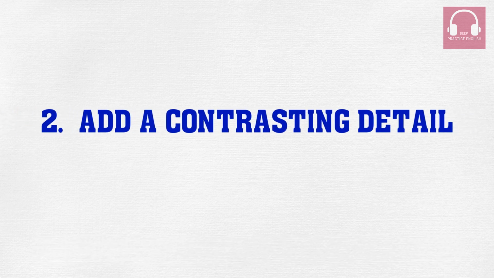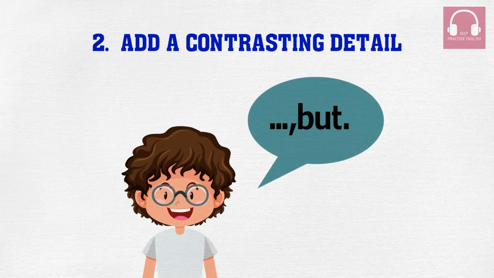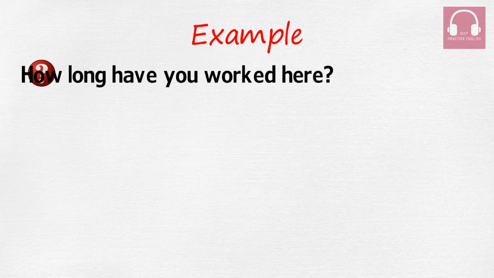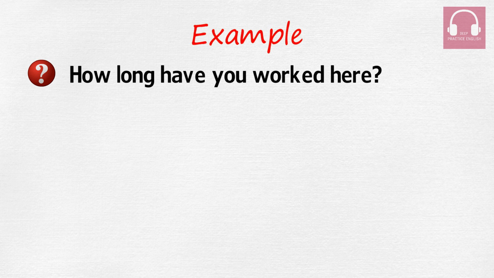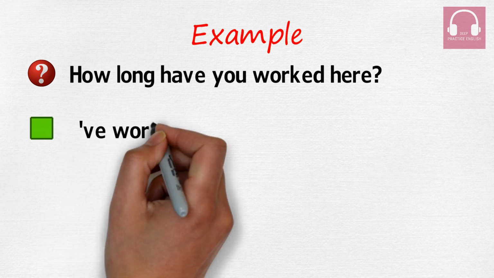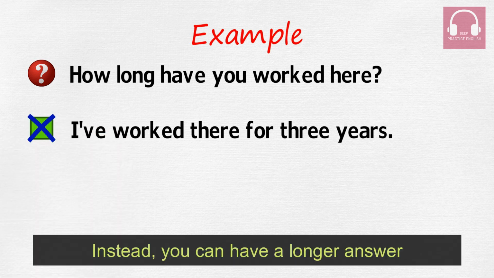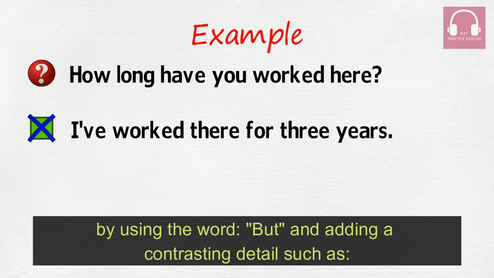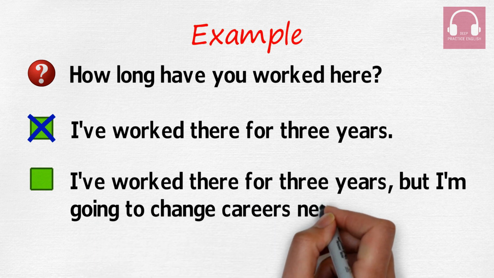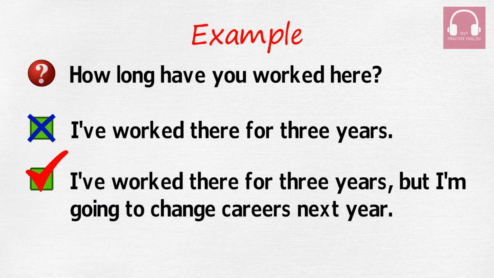Now let's look at the next trick. The second trick is to add a contrasting detail. And you can do this by simply using the word but to contrast details. Let's look at an example. How long have you worked here? The short answer to this could be, I've worked there for 3 years. Instead, you can have a longer answer by using the word but and adding a contrasting detail such as, I've worked there for 3 years, but I'm going to change careers next year.